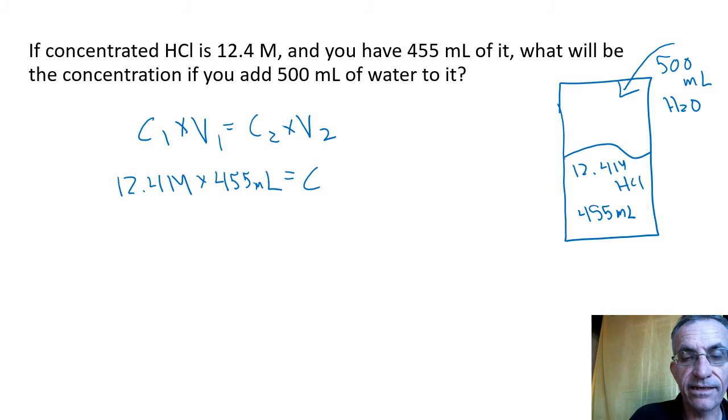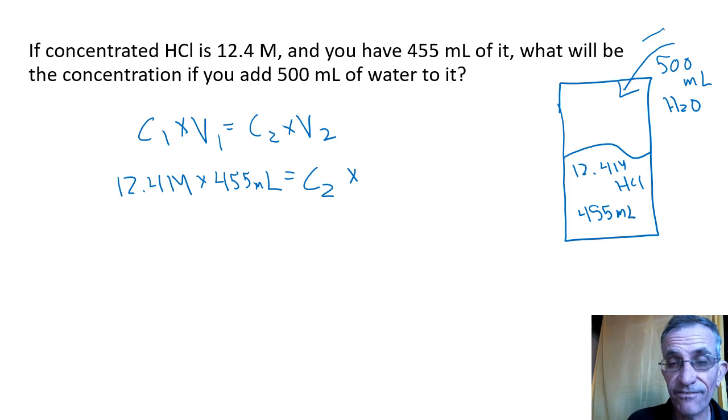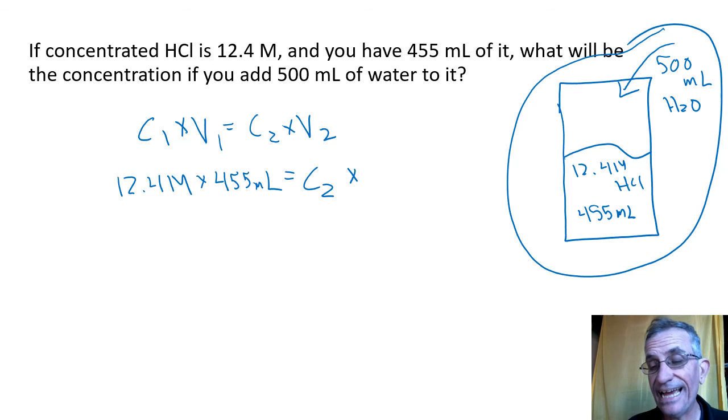I am solving for C2. What's the concentration after you add the water? Now this is where you've got to be a little careful. On the right-hand side, I'm solving for C2. I need to plug in there V2, the final volume. Is the final volume 500? No. See, this time, the way I phrased it, I made you do something a little bit different. The final volume, how much stuff are you making at the end? You've got to add it together.